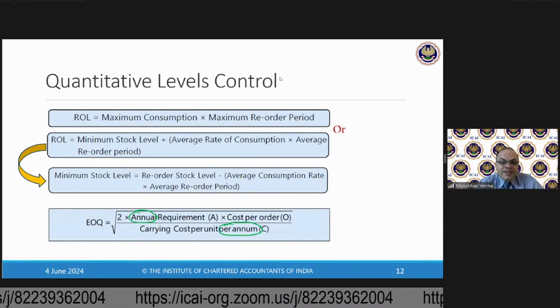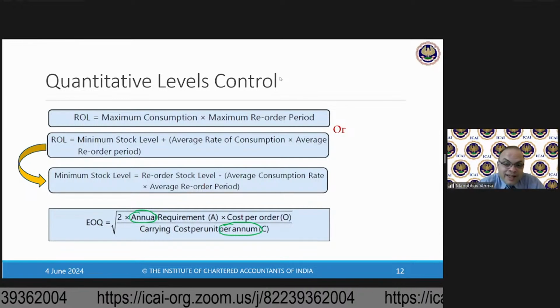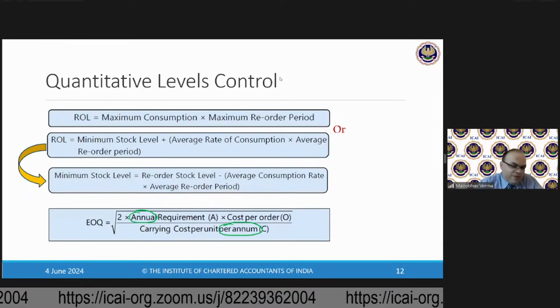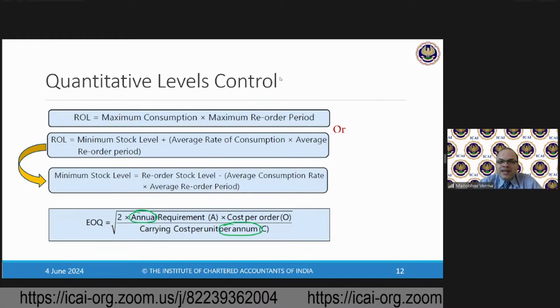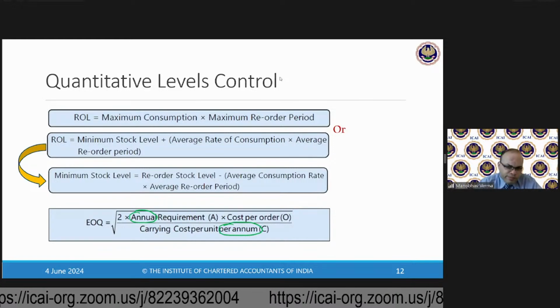Ordering cost relates to the work which is involved in the ordering, like inviting quotations, documentation, time involved. Whereas the carrying cost is basically, as I said, warehousing, insurance, storage cost, or even the obsolescence cost comes into the picture.